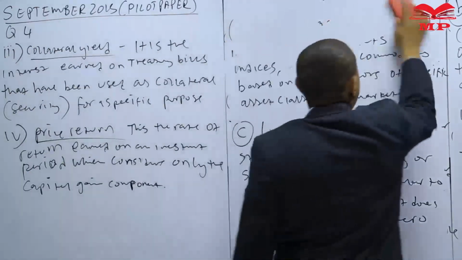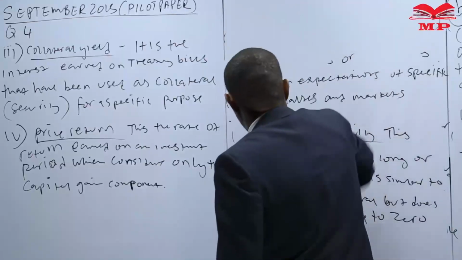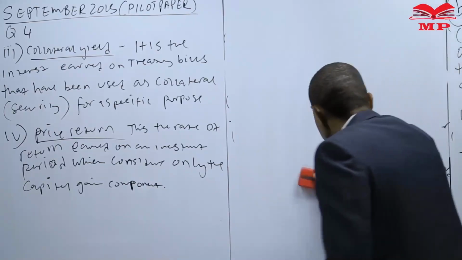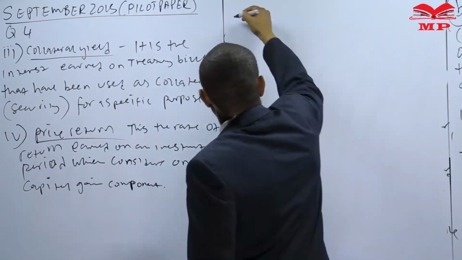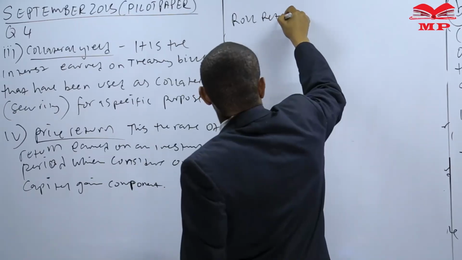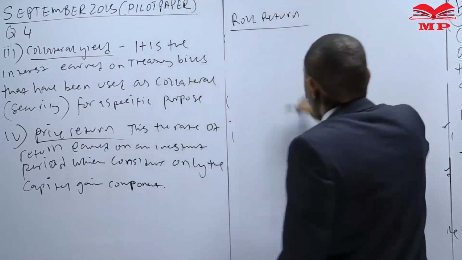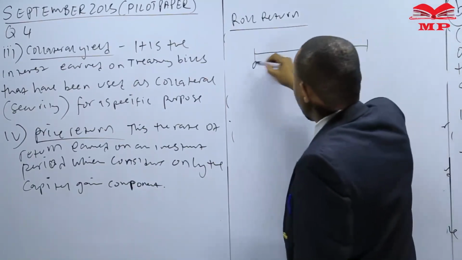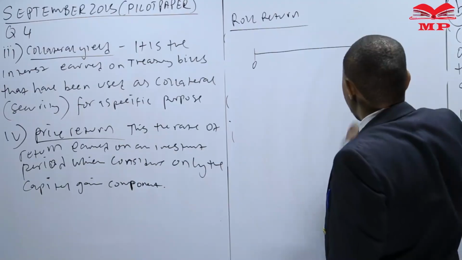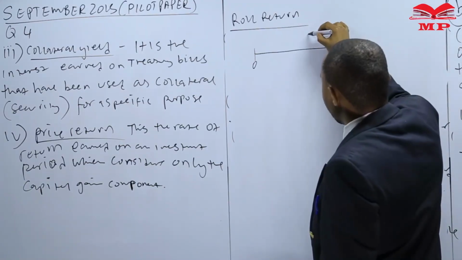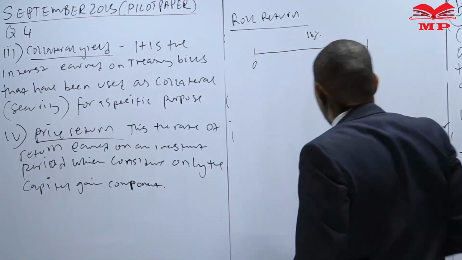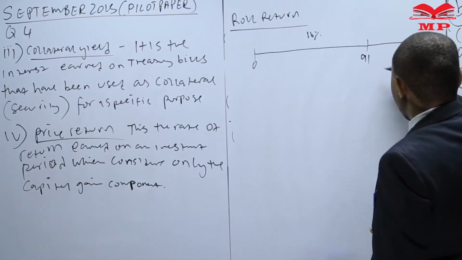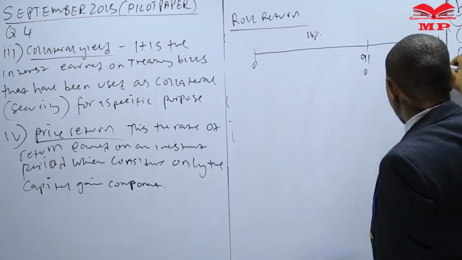Now, moving up on this side here, we are going to look at roll return. Now, if you have, say for example, a fixed income security, a treasury bill, a 91-day treasury bill, you've been earning a yield or a return of about 16% over this period. Say this part is 0 and over here is 91, like that.